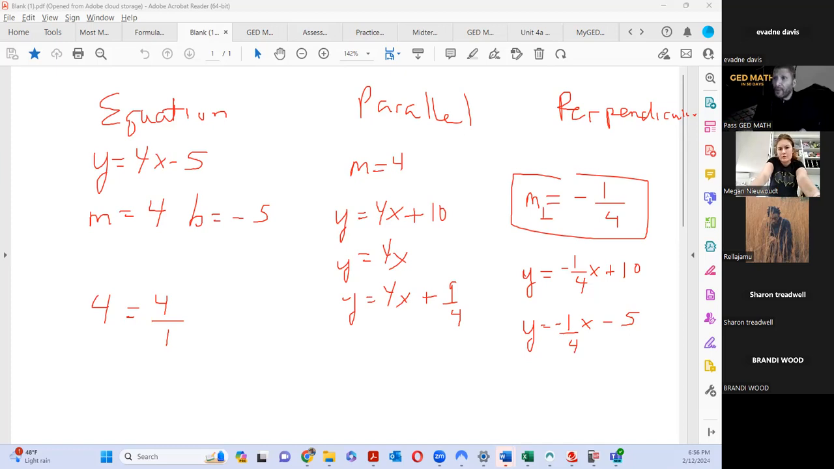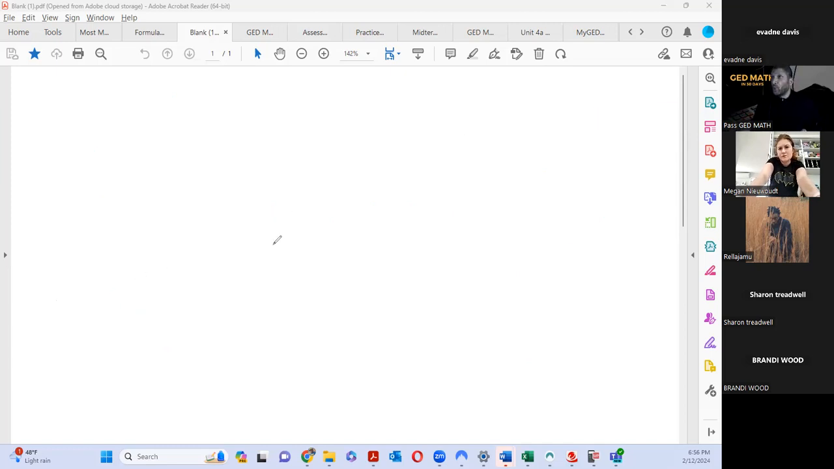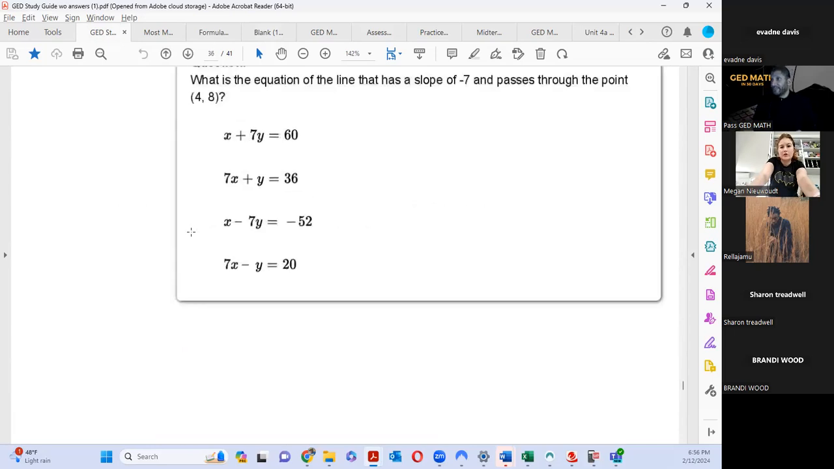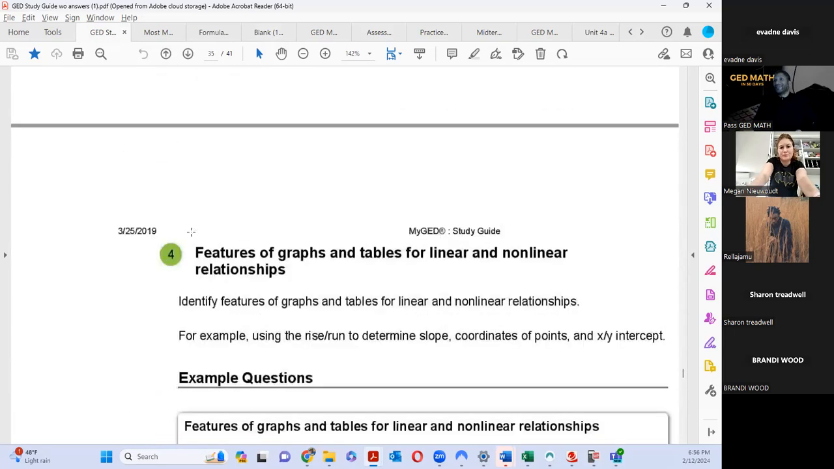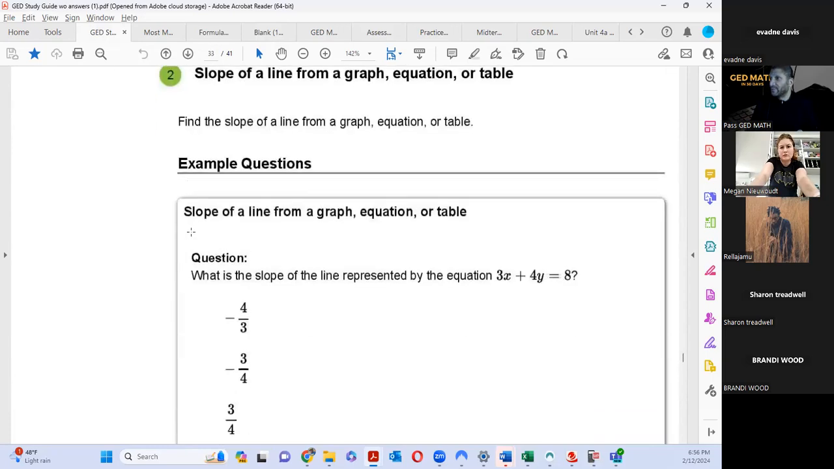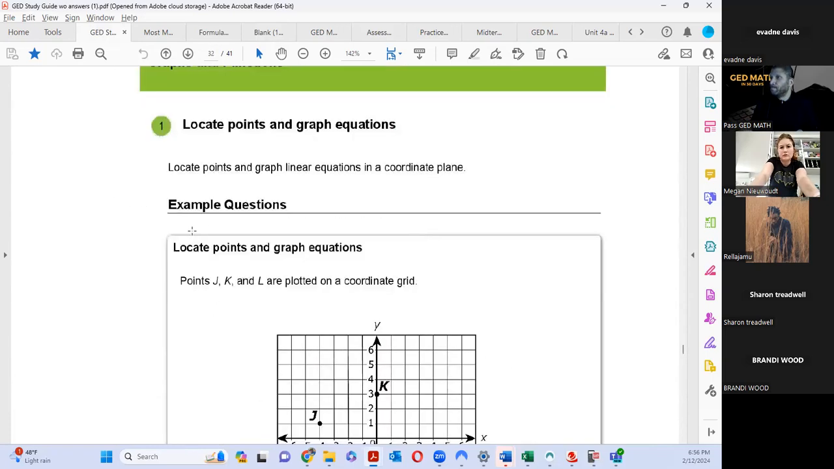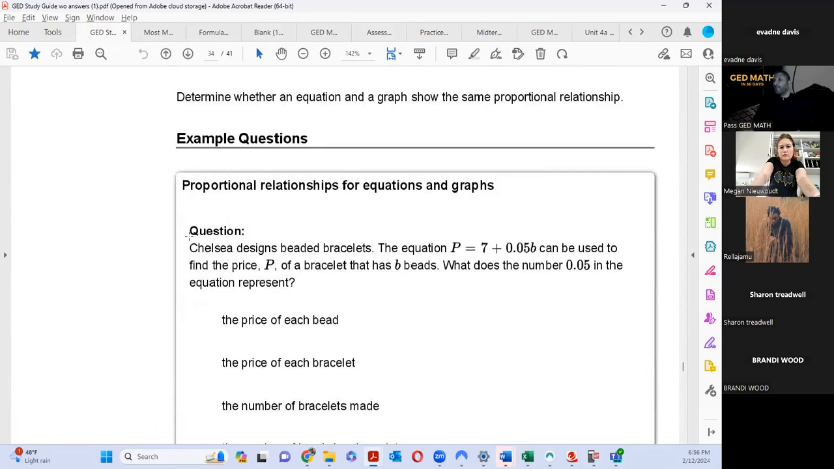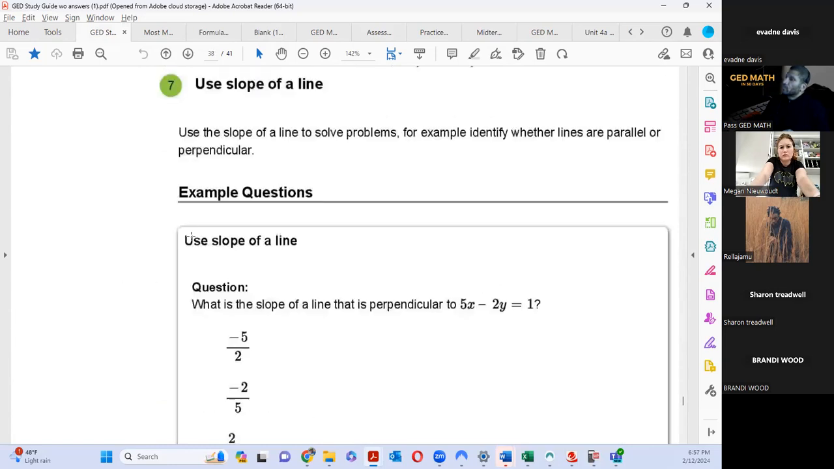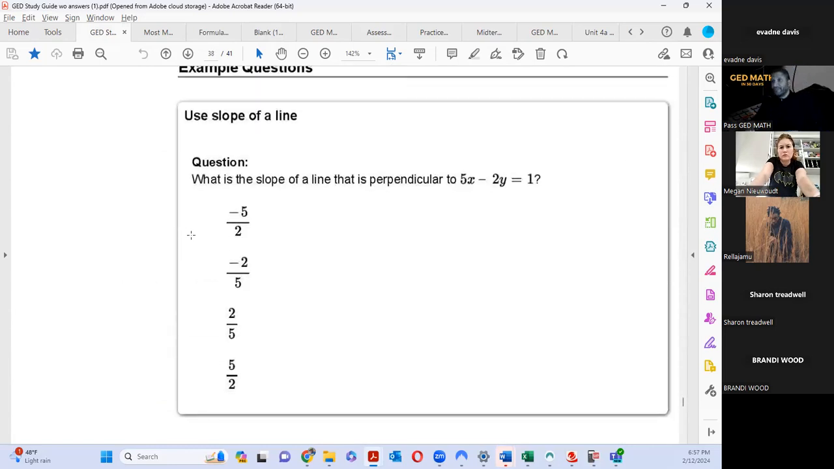Yes. Now, let's go look at a GED example, because the GED doesn't make it that simple, does it? No, they don't. They're quite difficult. So let's look at an example. Let's find one. Perpendicular. Come on, where are you? There we go.